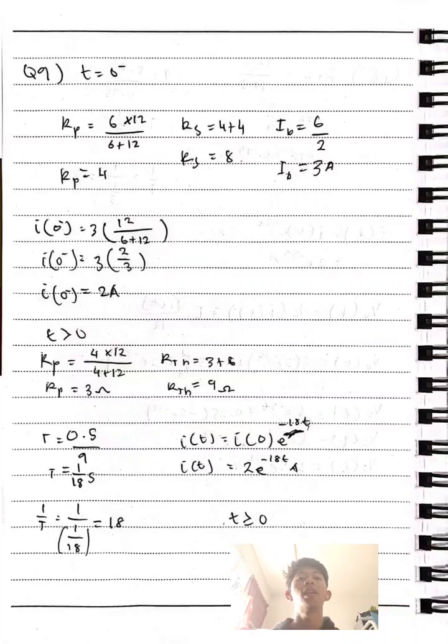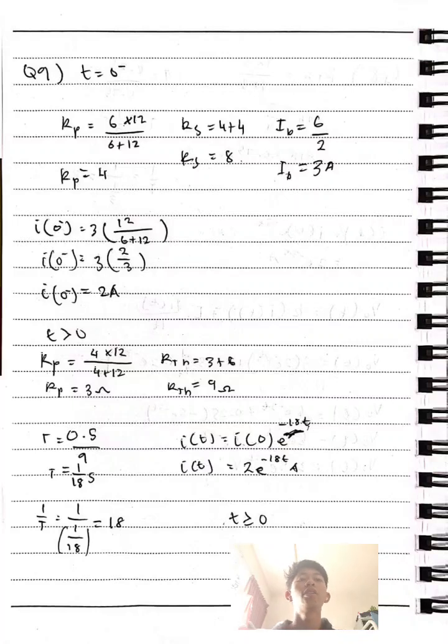We begin by analyzing the circuit at steady state just before the switch moves at t equal to 0 minus. By calculating the parallel and series equivalent resistance, we found the total branch current I to be 3 ampere. And using the current divider rule, the initial inductor current i(0 minus) is calculated to be 2 ampere. Since the current through an inductor cannot change instantaneously, our initial condition for i(0) is also 2 ampere.